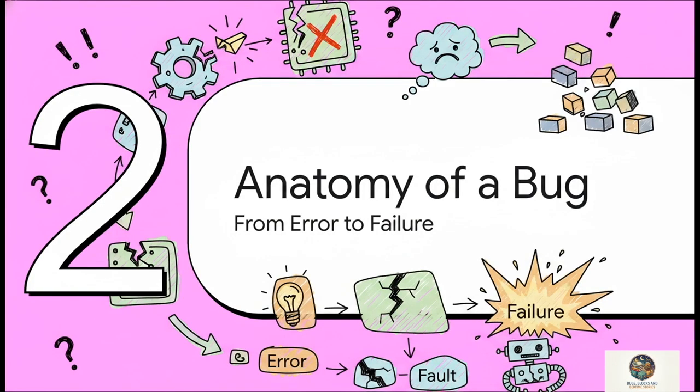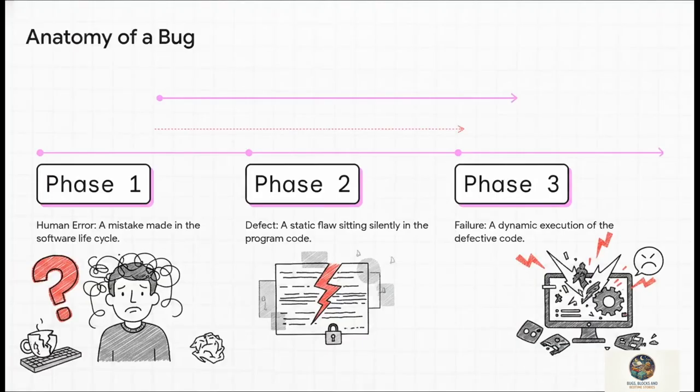Moving into Section 2, anatomy of a bug. So, how do these massive failures actually happen at the code level? Now, in everyday language, we call everything a bug. But in the rigorous world of software testing, bug is just a casual umbrella term. The true vocabulary here describes a very precise chain of events. It's like a domino effect.